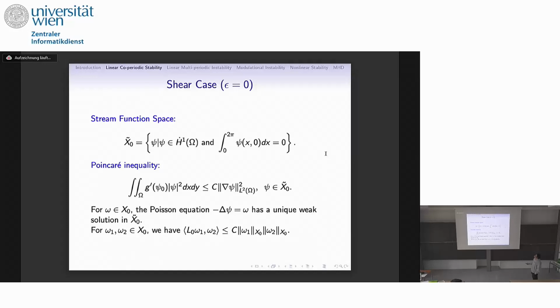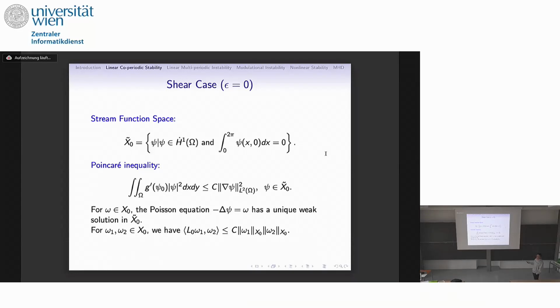Now let's look at a corresponding space for the stream function. For the stream function, of course, we first need to have it in H1 dot. This means the perturbation of the velocity is square integrable, so at least it gives you finite energy. For the steady state, it has infinite energy, but we want the perturbation to have finite energy.